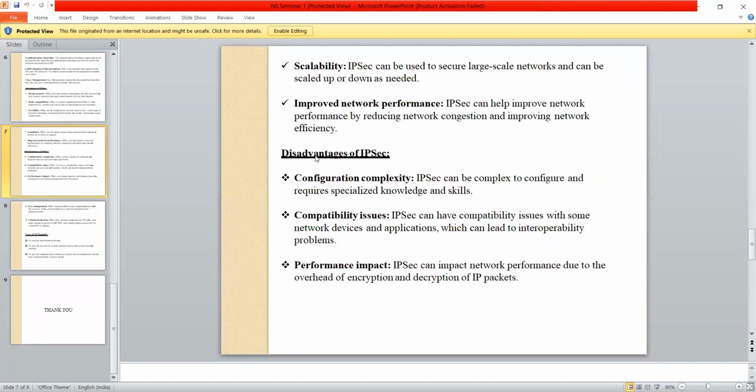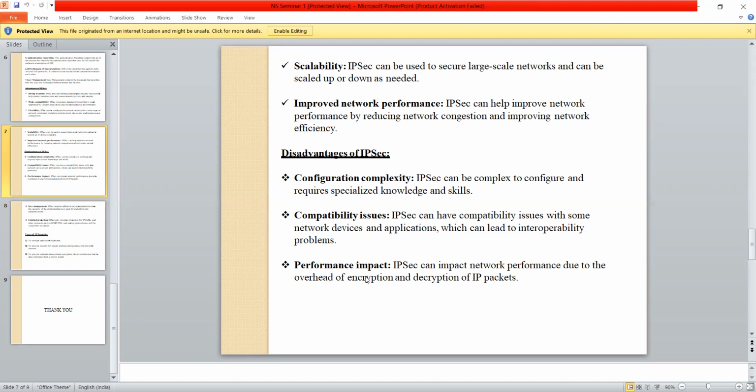Now let's see the disadvantages, the drawbacks of IP security. Configuration complexity: IP security can be complex to configure and requires specialized knowledge and skills. Compatibility issues: IP security can have compatibility issues with some network devices and applications, which can lead to interoperability problems.